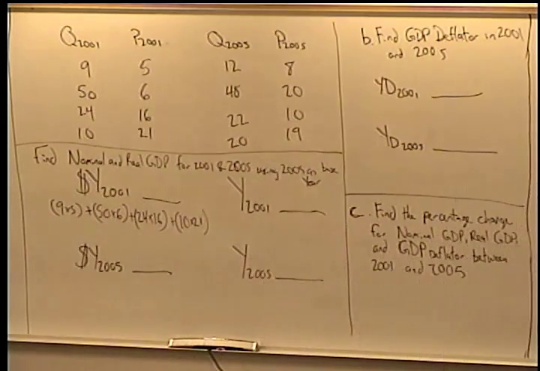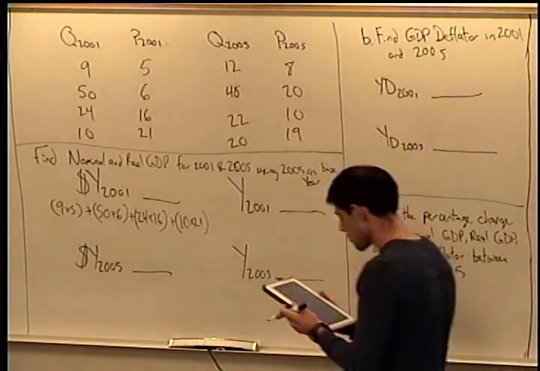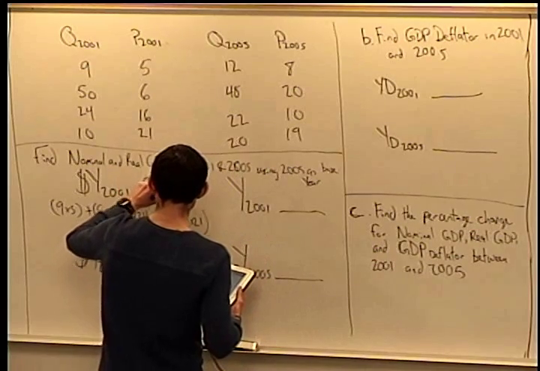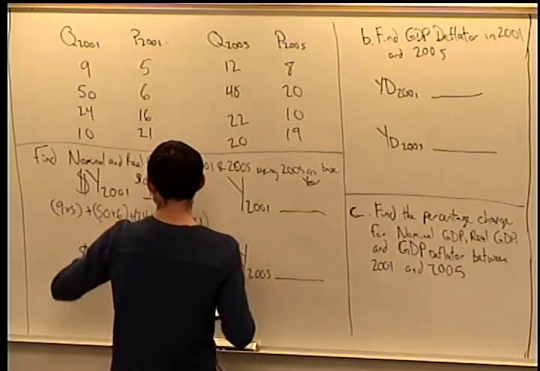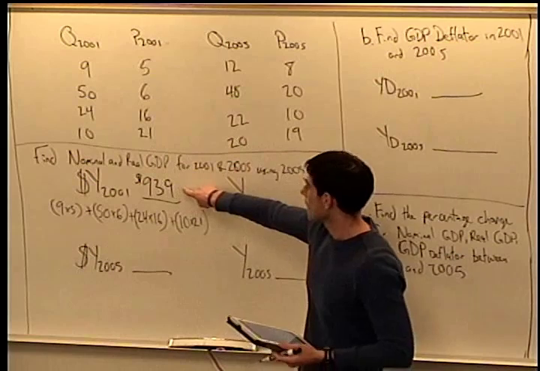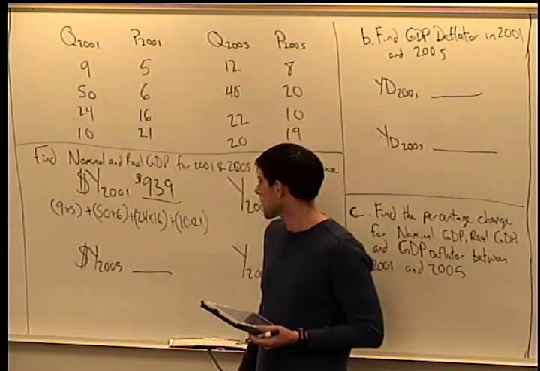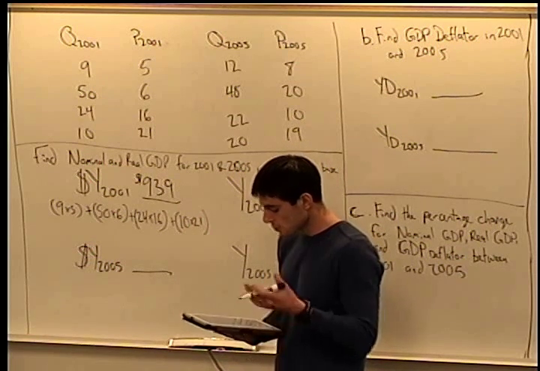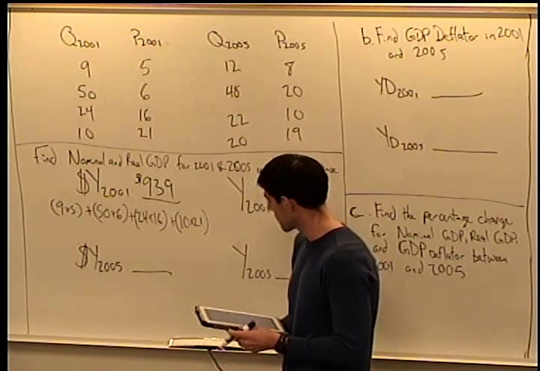And if you go through and solve for that, you should come up with $939. So we produced $939 worth of stuff in 2001 using prices from 2001.